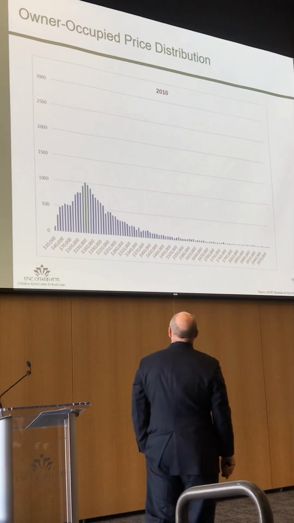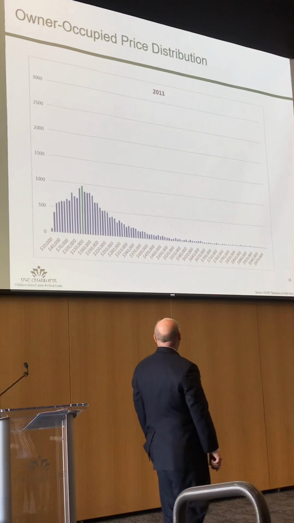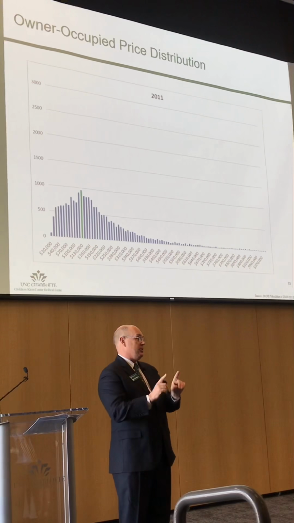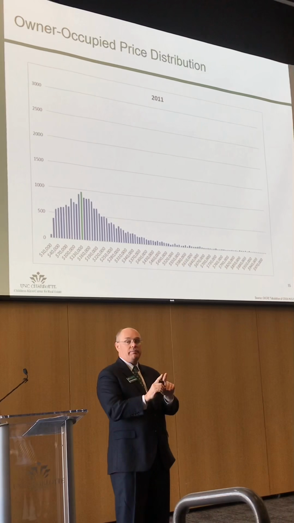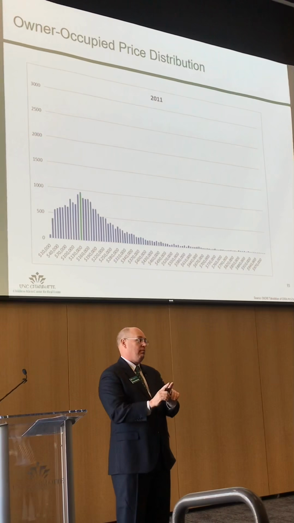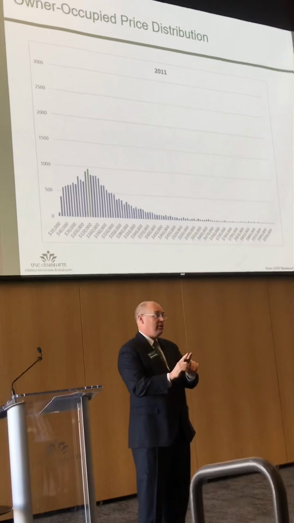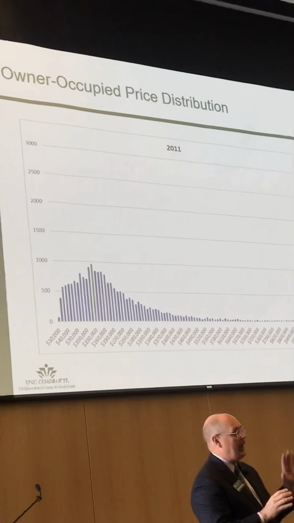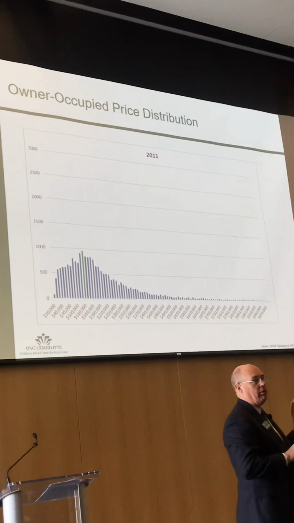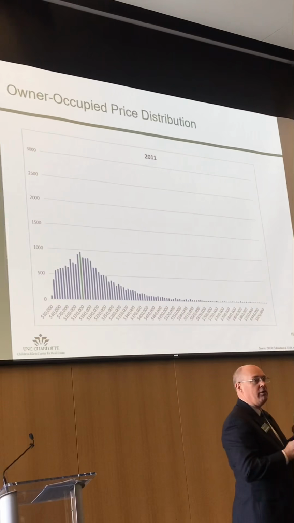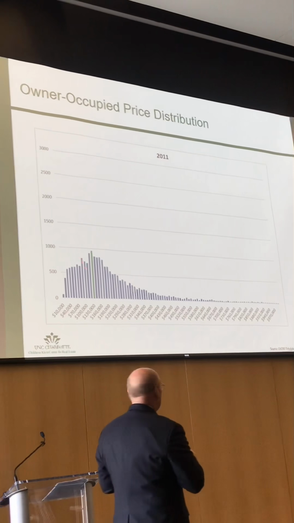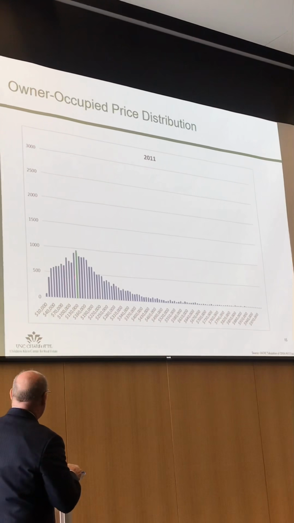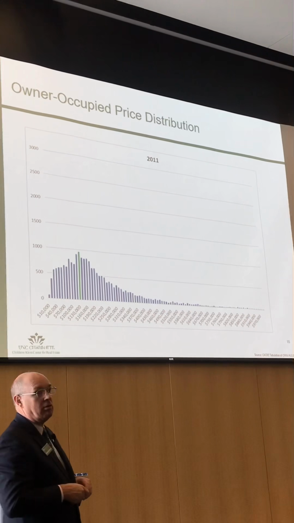2009, 10, 11. Now, I want you to notice something. That green line, it has not moved. It's still 130,000, that's the mode. Look at what has happened to the left of that mode, right? You see a lot of homes, well, a large percentage of homes, selling to the left of 130,000.